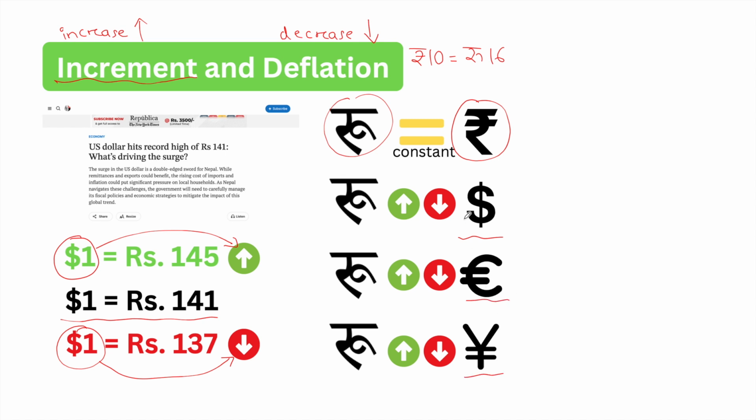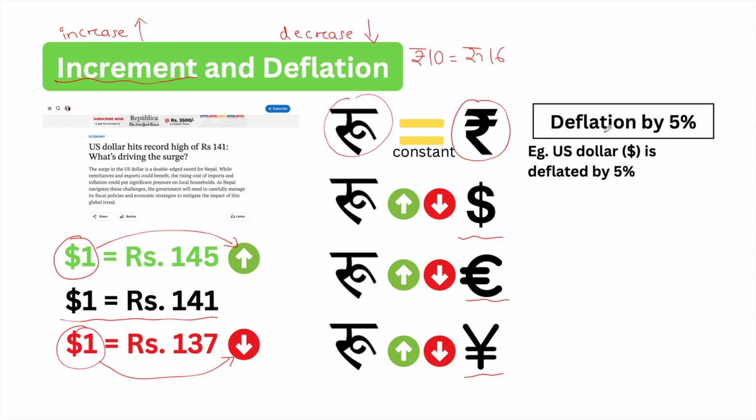So this is about increment and deflation, and we will learn further about increment and deflation with an example. Here we will solve a problem regarding deflation by 5%. Here is the example. US dollar is deflated by 5%. So we need to find the new value of US dollar by decreasing 5% from the previous value.